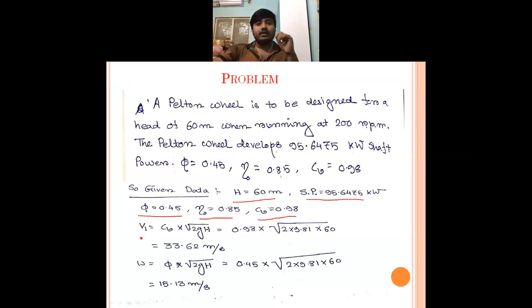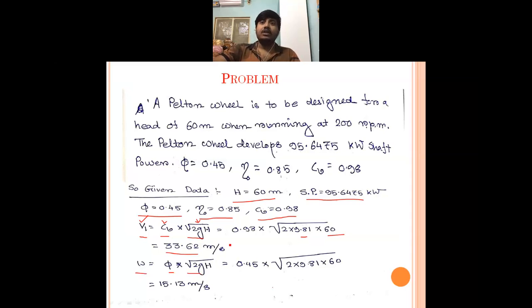So V1 is nothing but CV into root 2 GH. So you know, for the actual velocity, we have to multiply the theoretical velocity into the coefficient of velocity. This is the theoretical velocity and this is the coefficient of velocity. So we will get the actual velocity. So CV, we have got the value and we know the value of G is 9.81 and H is given 60. So V1 will come 33.62 meter per second.